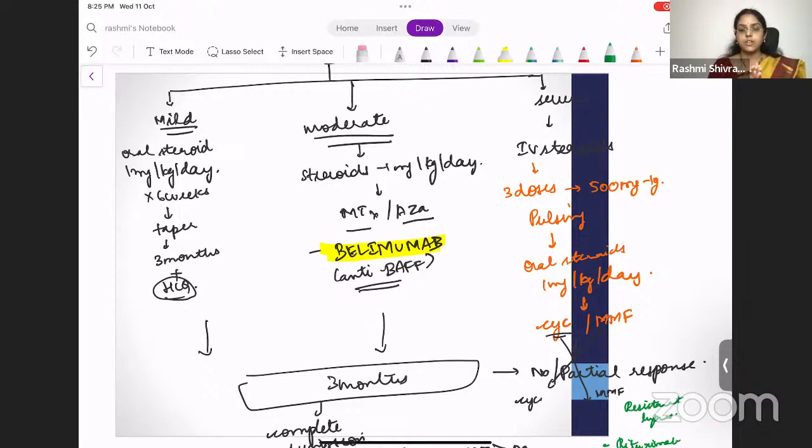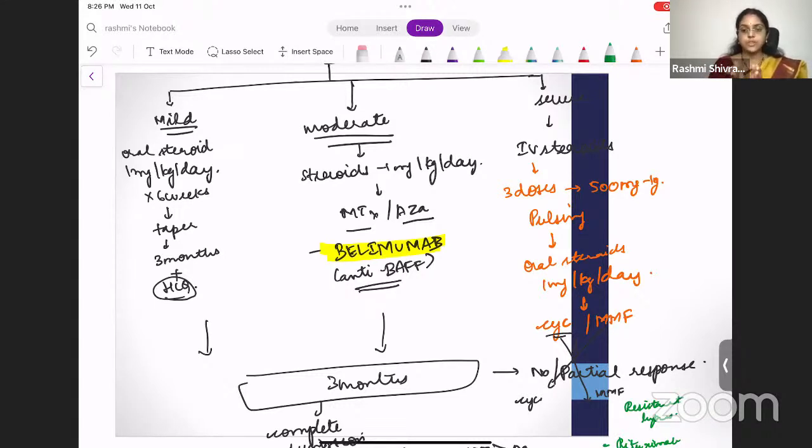If it's a moderate systemic lupus erythematosus, you give steroids 1 mg per kg per day. Along with that, you add methotrexate or azathioprine, right? And the second line drug can be belimumab in these patients. So you treat all these patients for 3 months. If there is complete remission, you just continue the patient on the lowest possible dose of steroids along with MMF or azathioprine. You prefer MMF over azathioprine in lupus patients, right?